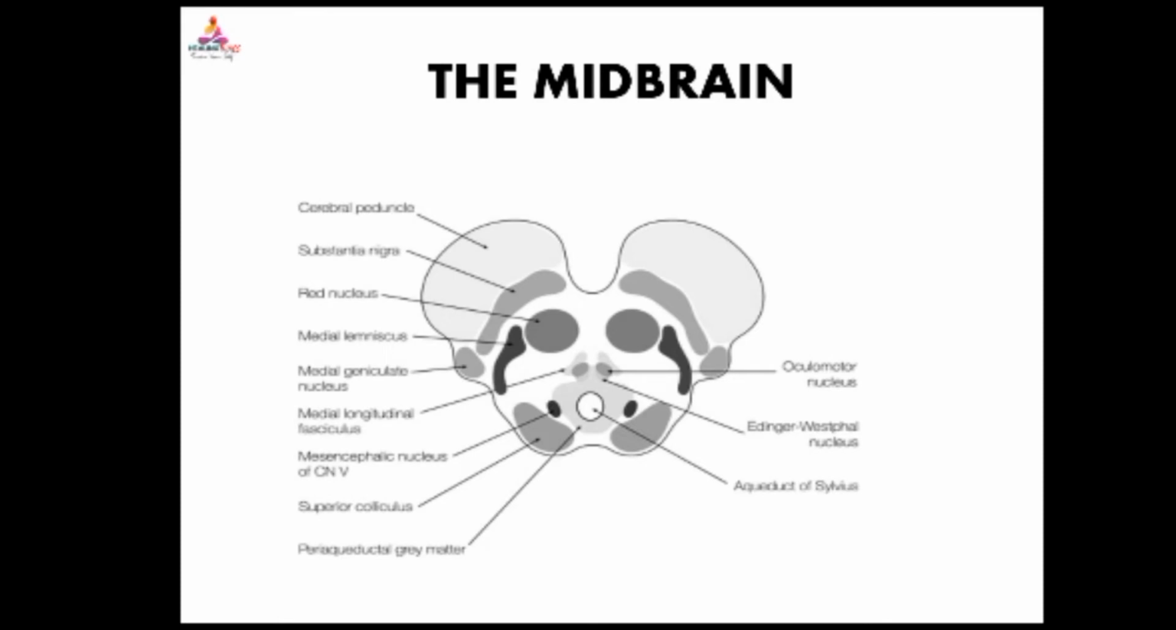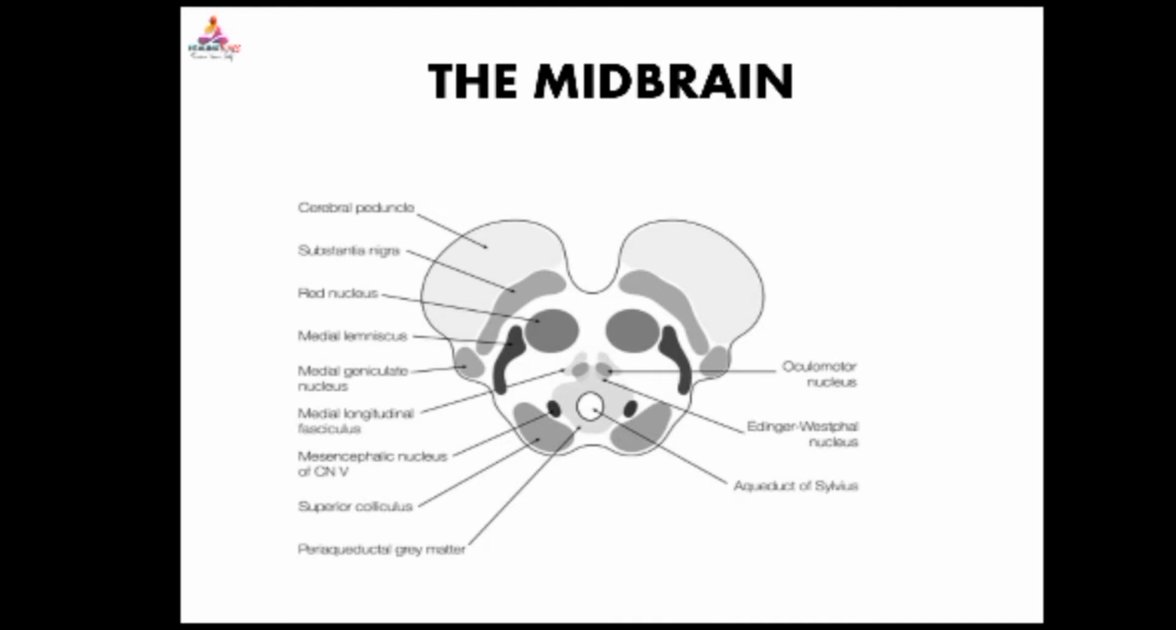In the brainstem, first part is the midbrain. The midbrain is the smallest segment of the brainstem. It is just superior to the pons and contains the nuclei of the third cranial nerve, oculomotor, fourth cranial nerve, trochlear, and fifth cranial nerve, trigeminal.